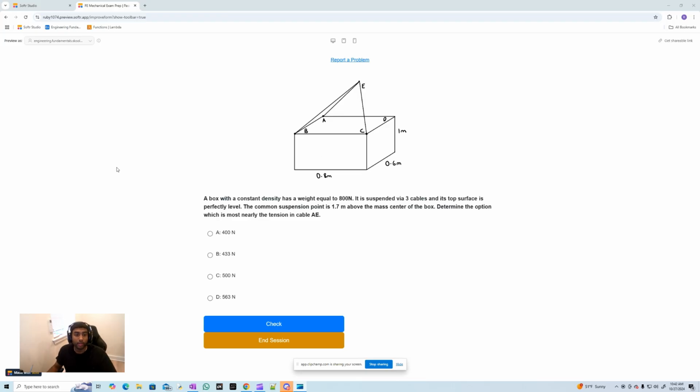Hi everyone. Today I'd like to go over this FE statics problem with you guys. And while it may look daunting at first, the truth is that this problem can be solved in 2 to 3 steps. So let me go through that solution with you guys today.